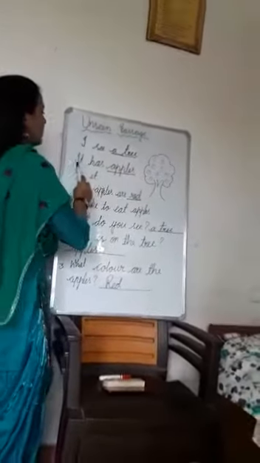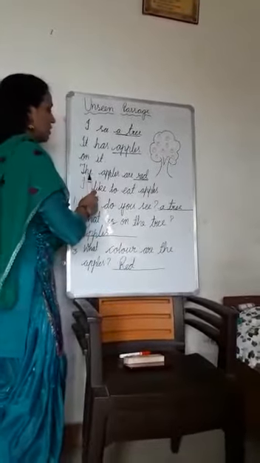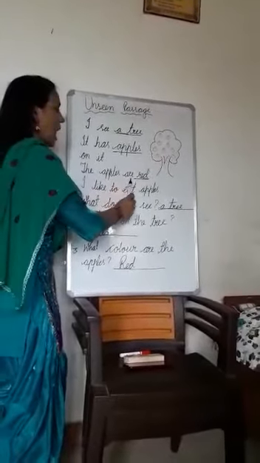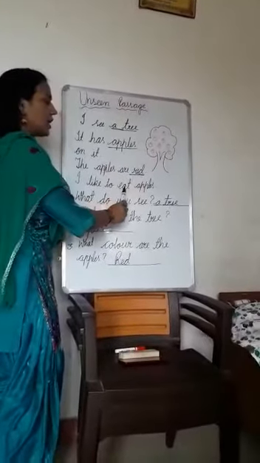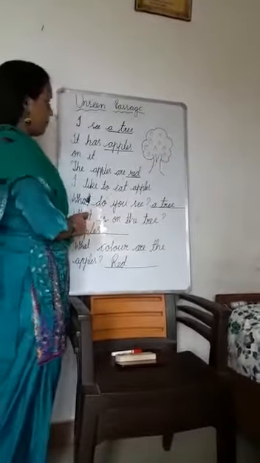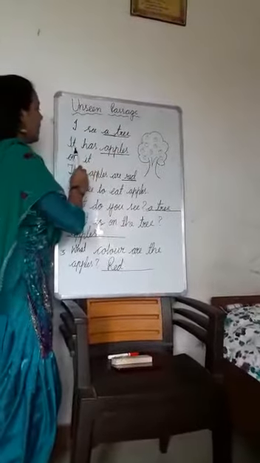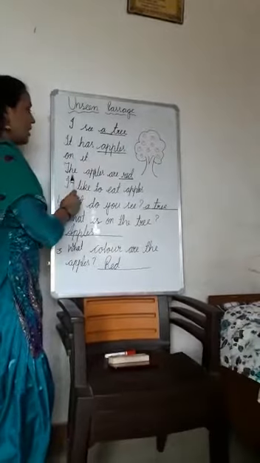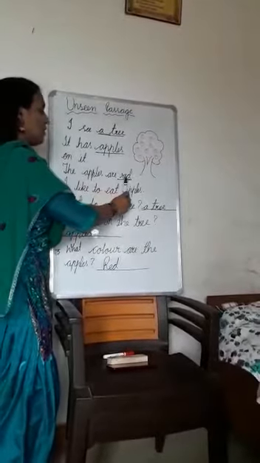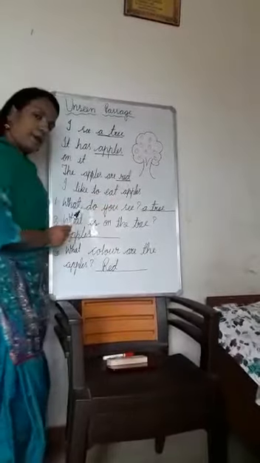I see a tree. It has apples on it. The apples are red. I like to eat apples. Once again, I see a tree. It has apples on it. The apples are red. I like to eat apples.